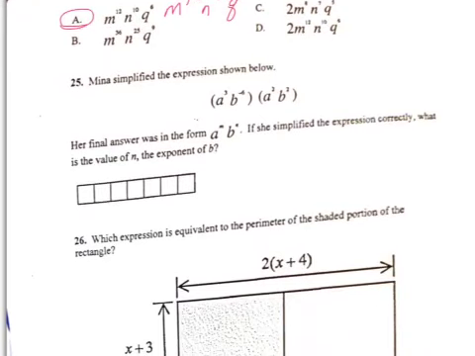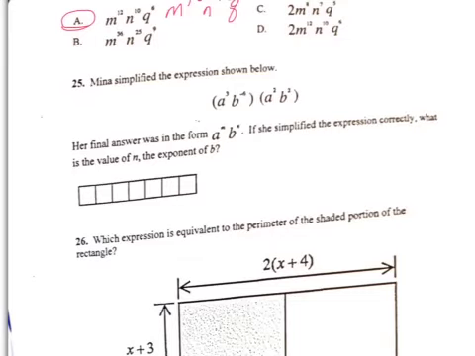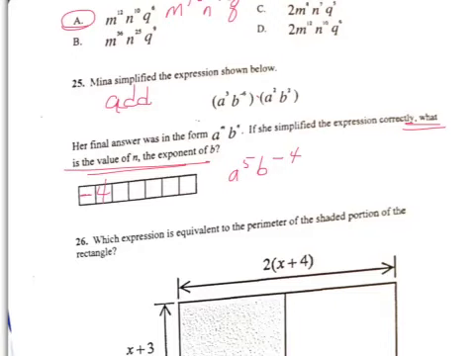For number 25, I'm going to simplify this expression. Now the rule here, because this is a multiplication in between these two sets of parentheses, that means that I'm going to add the exponents. It's not the power rule this time. I'm going to add exponents. So it's going to be a to the 5th and then b to the -4. And the question is, what is the value of n, the exponent on b? So my answer would be -4.